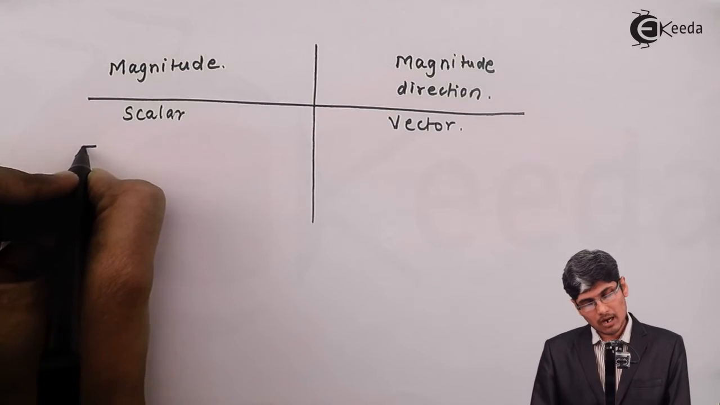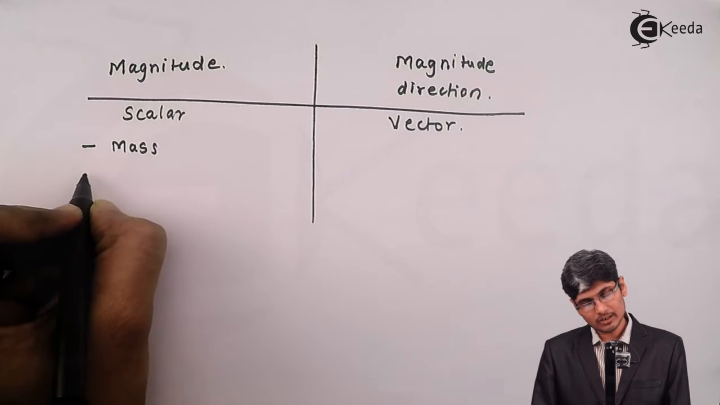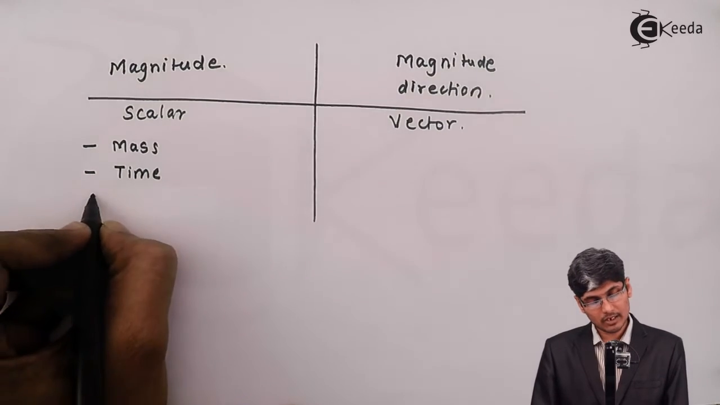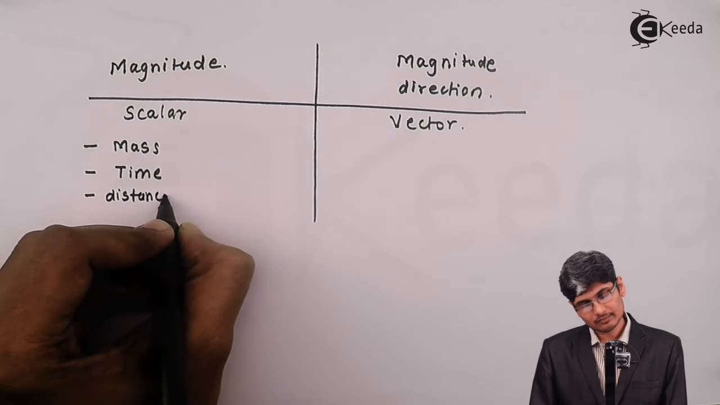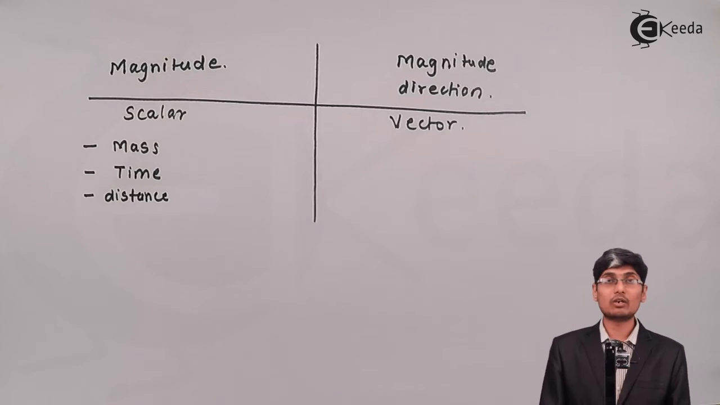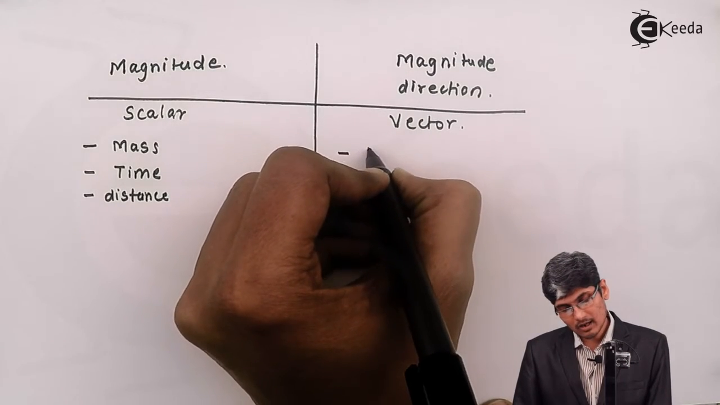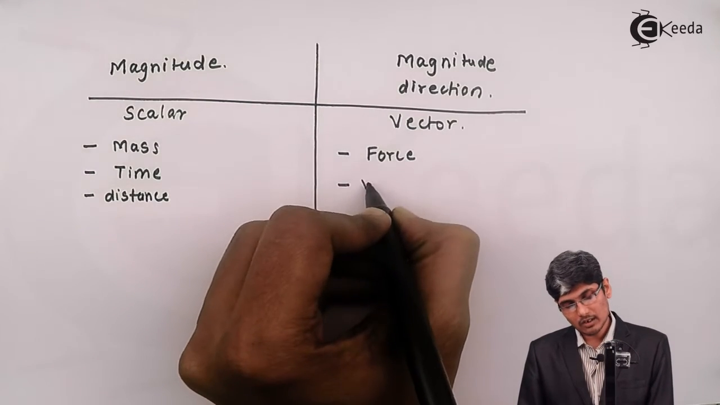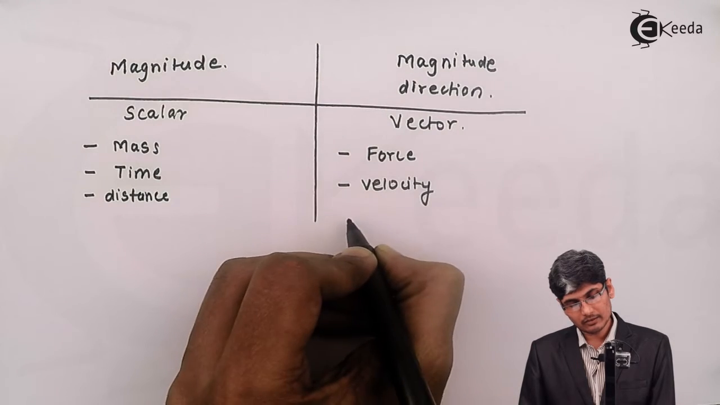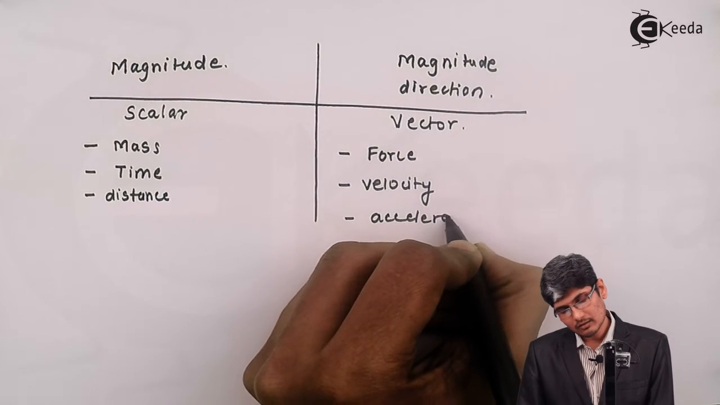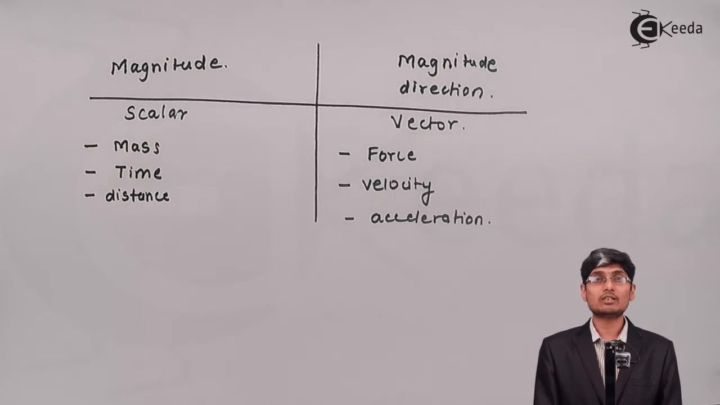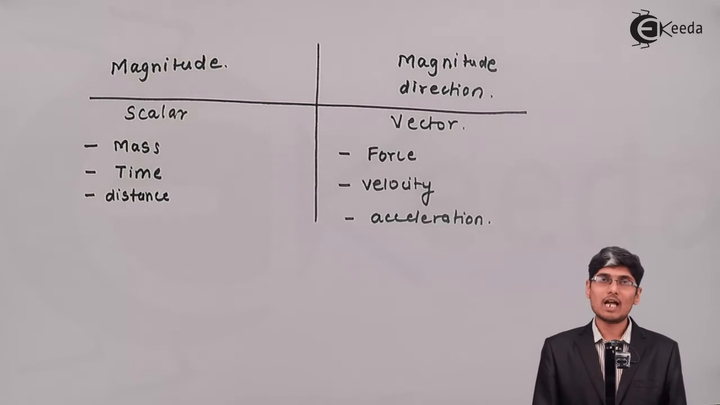Whereas scalar quantities are those physical quantities which require only magnitude to specify completely. For example, mass is a scalar quantity. Then we can have time as a scalar quantity. As I gave you the example, distance is a scalar quantity, right? So these are what the scalar quantities are all about. Vector quantities are, for example, force, then velocity, then acceleration. These are all examples of vector quantities which need direction as well as magnitude.